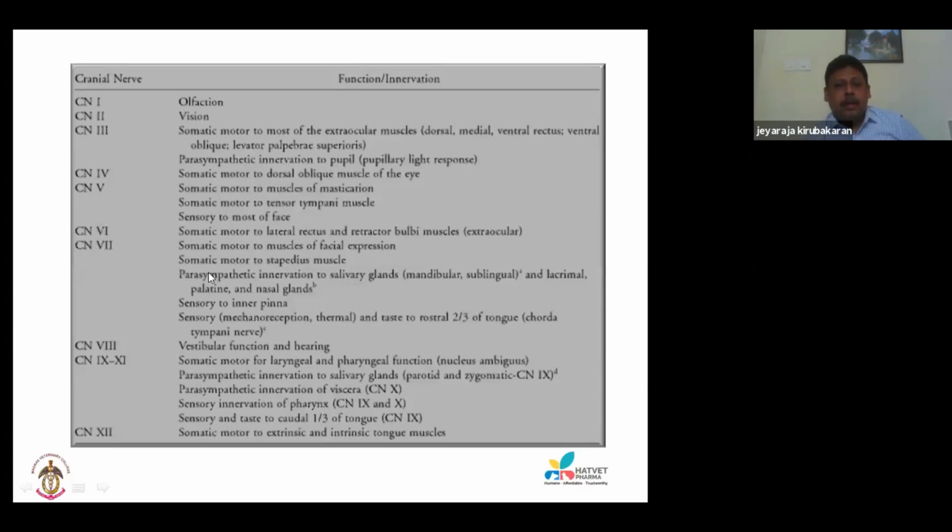Okay. And the 8 is for the vestibulocochlear function. And the 9, of course, 9 to 11, you know about it. Okay. Where the vagus, that's a major one. And of course, the 12th one is there.